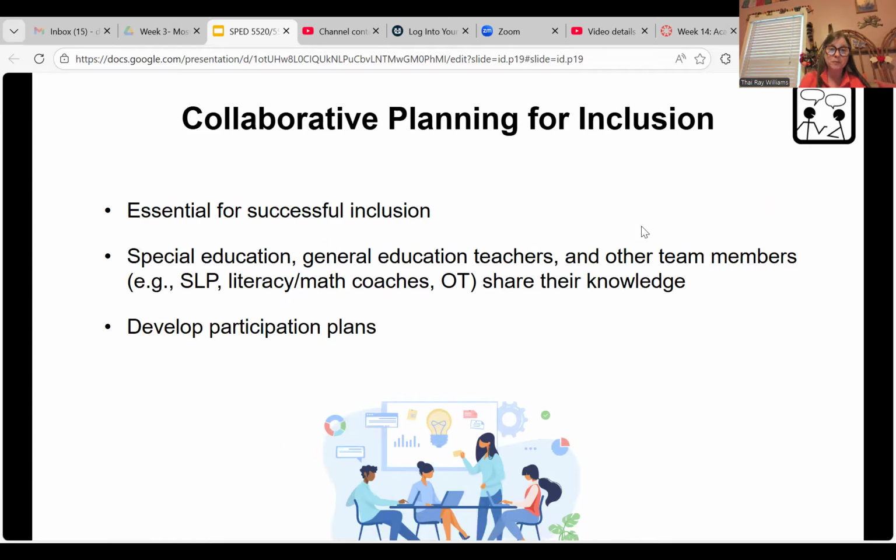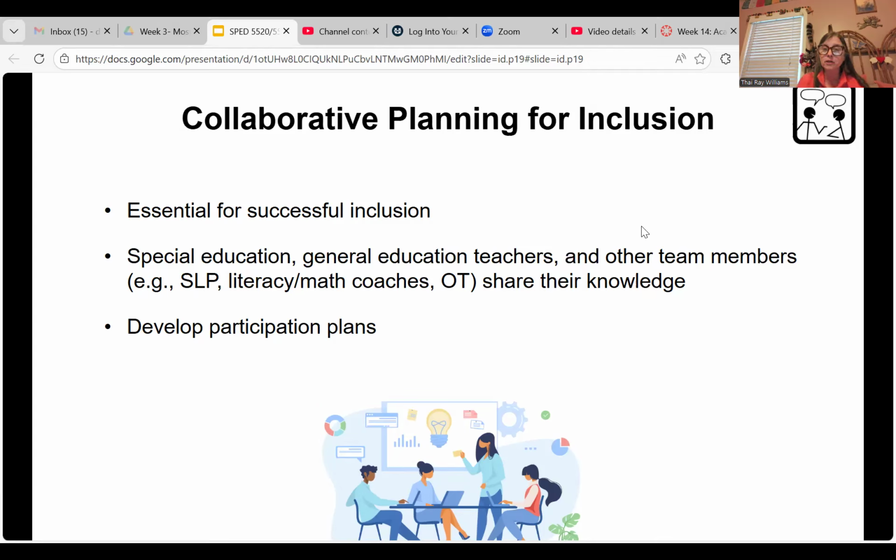Now, if we are going to have successful quality inclusion, we have to make sure that we're planning for that inclusion and that that planning is collaborative. This is essential to the success. I'm going to tell you, you cannot pick up a student and put them in an inclusive setting and expect them to flourish. You have to plan for it. You have to prepare for it. You have to have everybody on board.